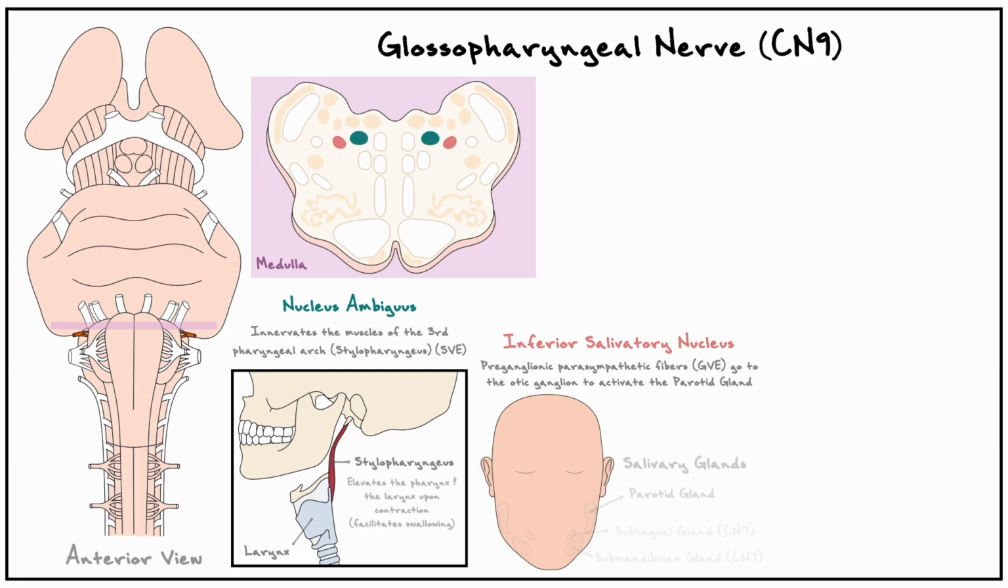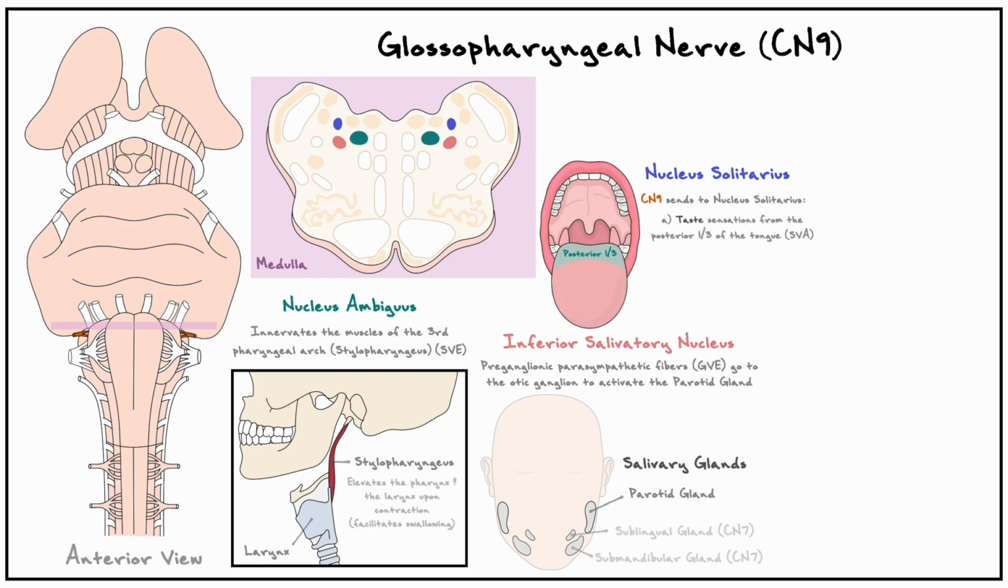Recall from our discussion on the facial nerve that the parotid gland was the third salivary gland and that the 2 other glands, the sublingual and submandibular glands, were activated by the facial nerve. The third important nucleus is the nucleus solitarius, which primarily receives sensory inputs from the glossopharyngeal nerves. Some of these fibers are visceral afferent fibers and bring taste sensations of the posterior 1/3 of the tongue. Remember that the remaining taste sensations from the anterior 2/3 were carried by the facial nerve.